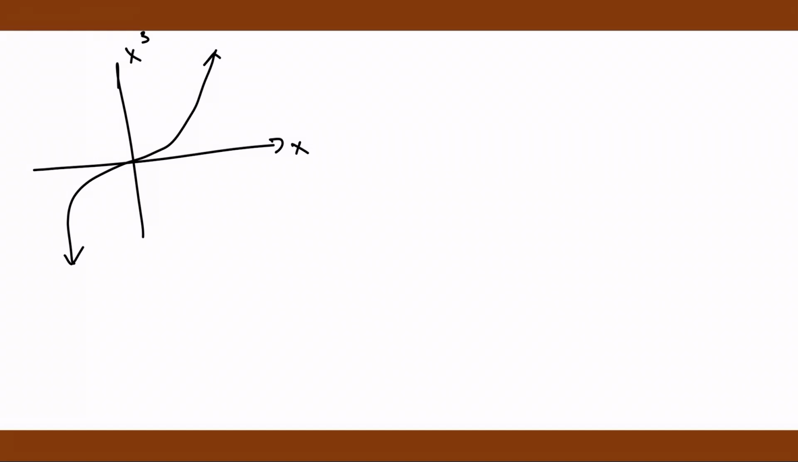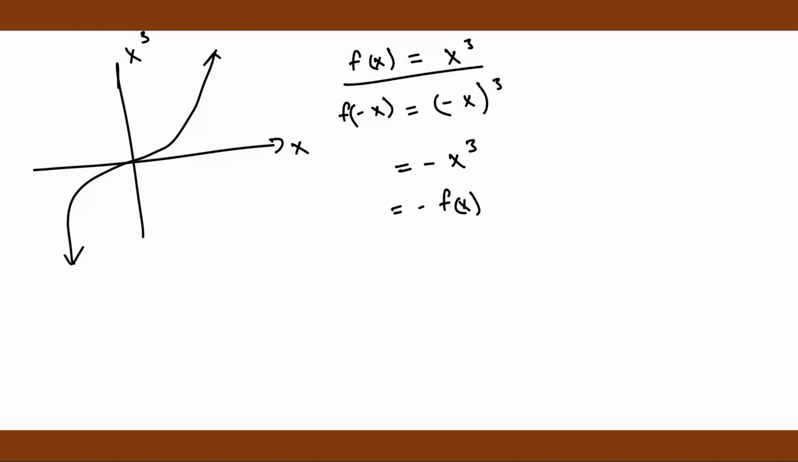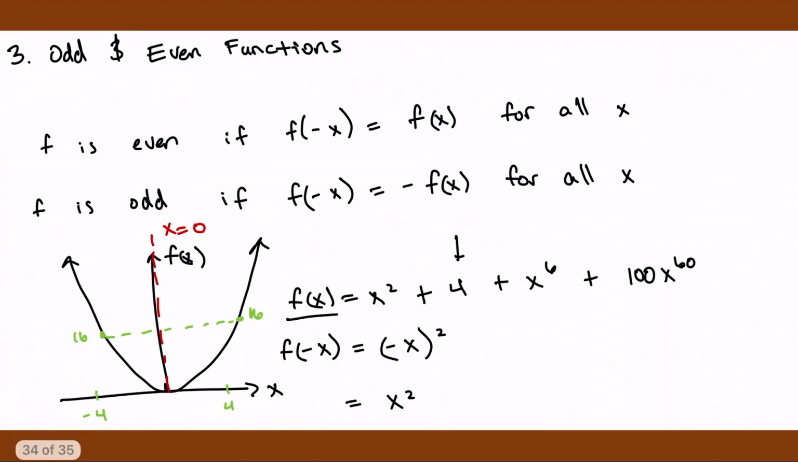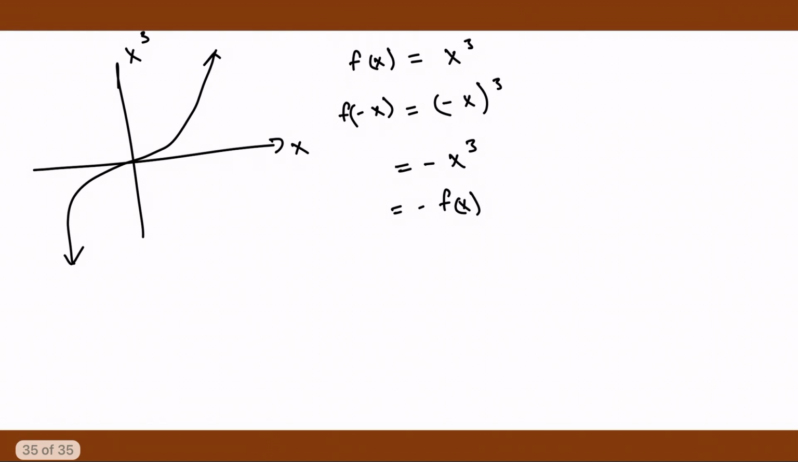But this one has symmetry about the origin. Let's do our check and say f of x equals x cubed. We're going to plug in a negative x wherever we see an x, and it is minus x cubed when you simplify. Well, this is equal to minus f of x, because f of x is positive x cubed. That's the definition of an odd function. So we've proved it algebraically. Now we look at the graph, and it is symmetrical about the origin, which means it's an odd function.